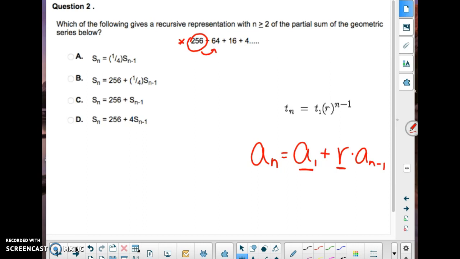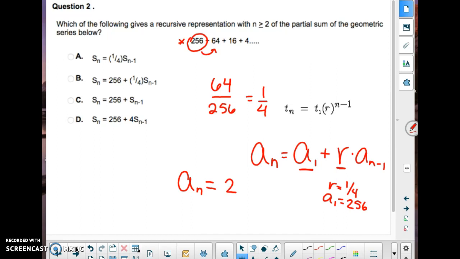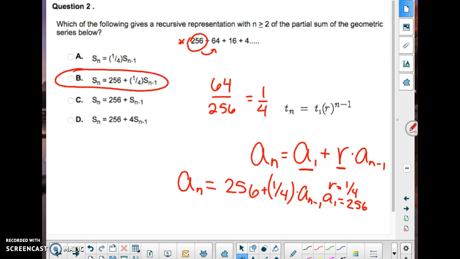If we don't see it right away, the trick we talked about in class, you can take the term prior and divide it. So we take 64 and divide it by 256. What we get is 1/4. So our ratio here is 1/4. And then again, our first term is 256. So our recursive representation is a sub n equals 256 plus 1/4, I'll put that in parentheses just to keep it nice, multiplied by the term prior. This one is b. That's all that problem is asking for.